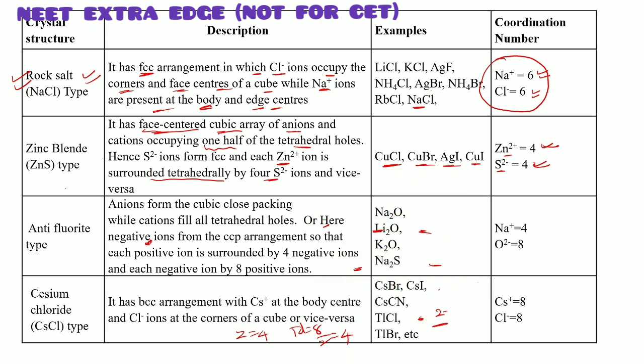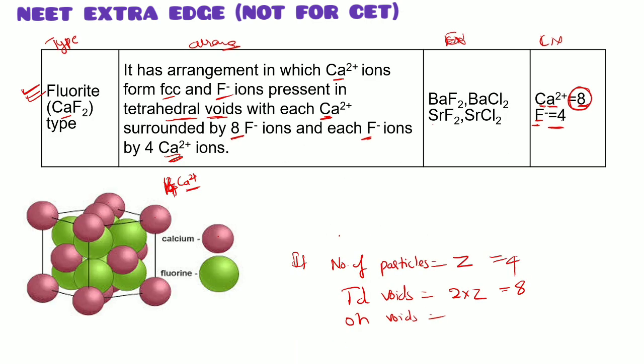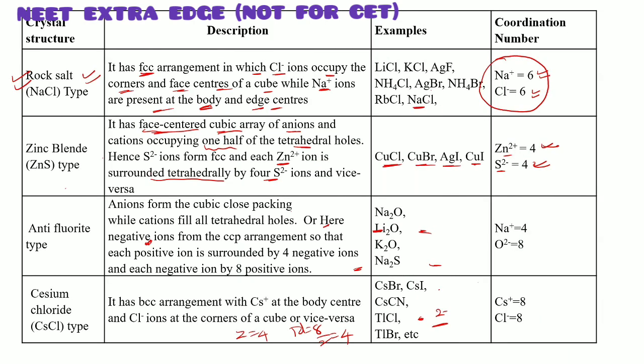Then we will see antifluorite type of structure. Fluorite we have already seen, that is the reverse of this. In the case of fluorite, you can see cation 8, anion 4. Here you can see cation 4, anion 8. That is the difference, right?